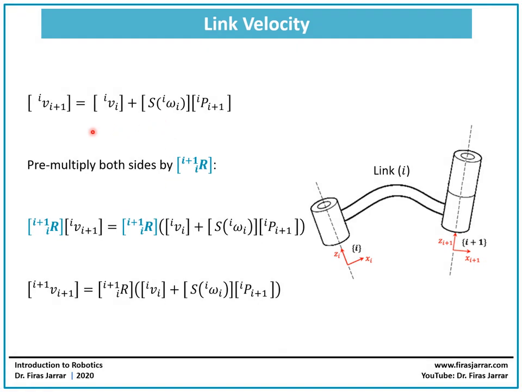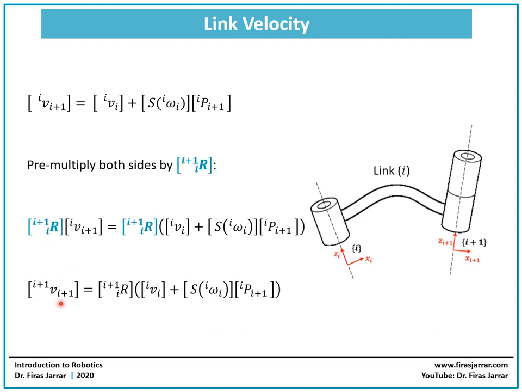Now let's pre-multiply both sides of the equation by the rotation matrix expressing the orientation of frame I with respect to frame I plus 1. So we pre-multiply the whole expression, which is the right side of the formula above. Now, these two together represent mapping of the velocity of I plus 1 from frame I to frame I plus 1. We already discussed this in a previous lecture. It looks as if the I is cancelling out with the I.